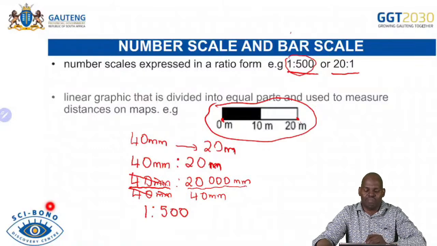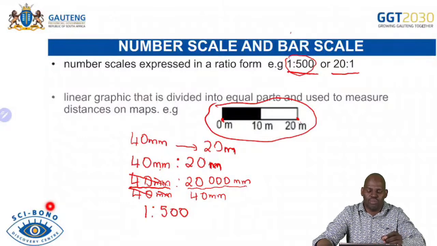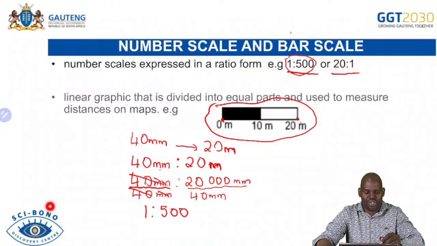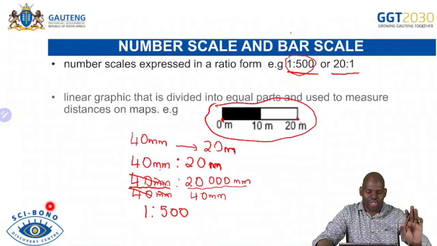And then this is how I simplify it. 40 millimeters is to 20 meters. Then I have to make the units the same. This one is in meters. I multiply it by 1,000 to convert it to millimeters. Then we divide by 40. We divide by 40, and then we get 1 is to 500. Then remember, with a scale, there's no unit. It's now in simplified form.